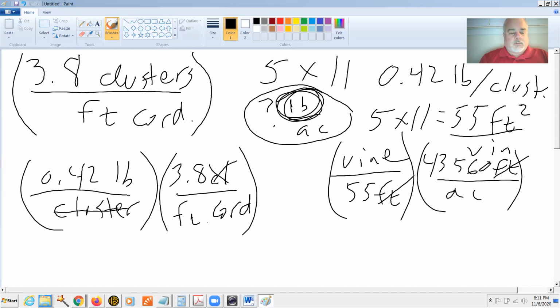Did I make, shoot. Did I make a math mistake? In the other one I had 5.5, oh, 5.5 by 10. That's what the last one was. I'm like, wait a minute, how could I end up with the same one? I had 5.5 by 10, which is 55. This one is 5 by 11, which is also 55. I'm like, did I make a mistake on the last one? No, they're both 55. So they're both 792 vines per acre.